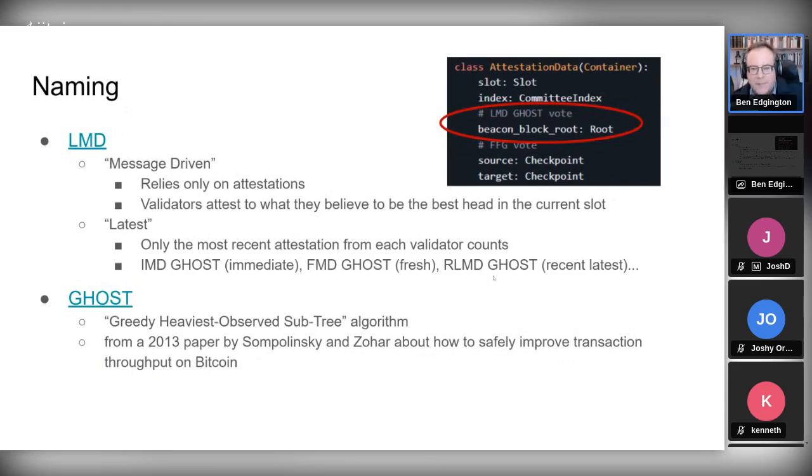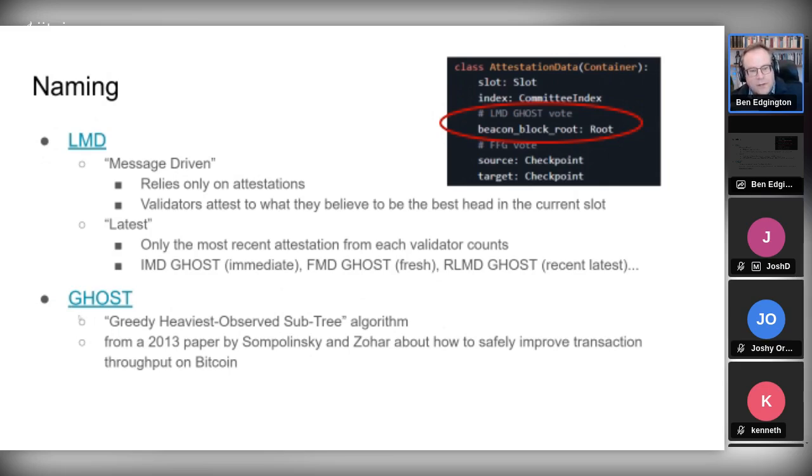So there have been other variants: immediate message driven, fresh message driven, recent latest message driven. I'm not going to go into those. They're mostly passed into history. So just to say there are other ways that this could be done, but we use latest message driven. So whatever the most recent message from validator 10,000 is, that's its vote in LMD Ghost, which is its beacon block route.